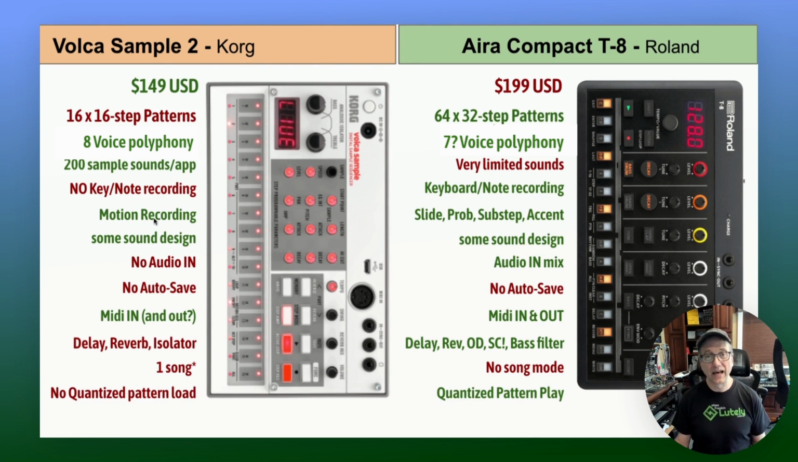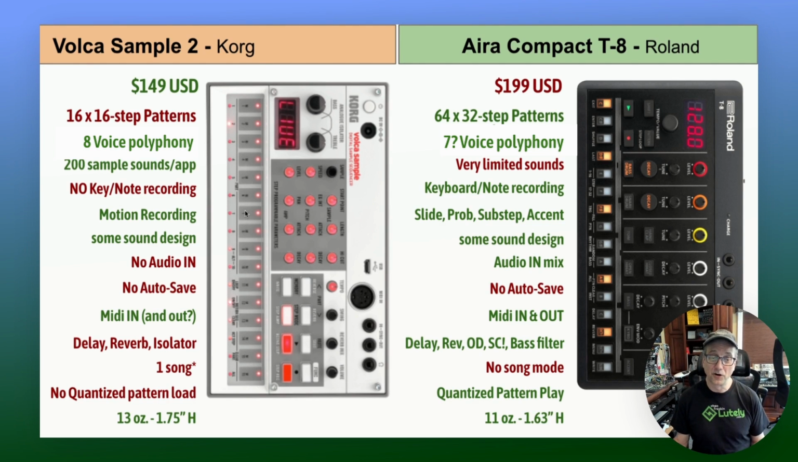When you load patterns, just like saving patterns is so different between the two devices, loading is also different. You get no quantized pattern load on the Volca Sample2. You have to time it right. On the T8, it is quantized when you load a new pattern. So the T8 is way better for performance if you're going to perform many patterns. And it gives you the ability to vary the patterns so many times because you've got 64 patterns.